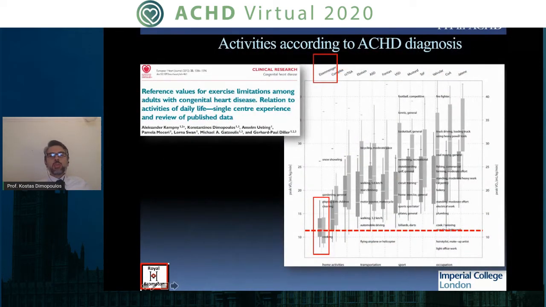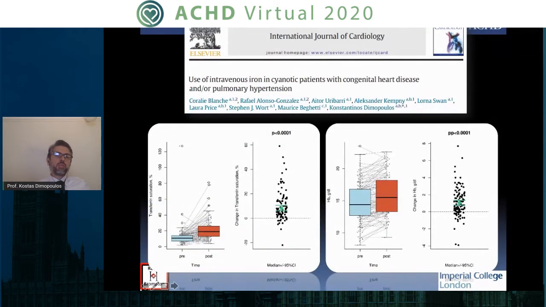Just a few slides to remind everybody that Eisenmenger patients are those with the worst exercise capacity of all patients with congenital heart disease. These are data presented by Alexander Kempny a few years ago. You see the median peak VO2, this is peak VO2 on cardiopulmonary exercise testing, is around 12 to 13 milliliters per kilogram per minute, which is close to what we would normally use for other patients to send them to transplantation.